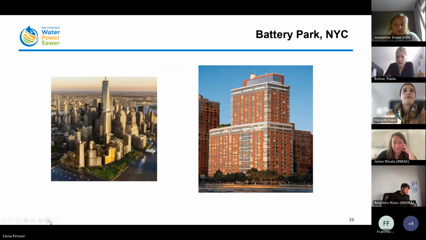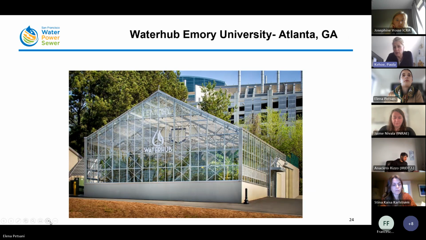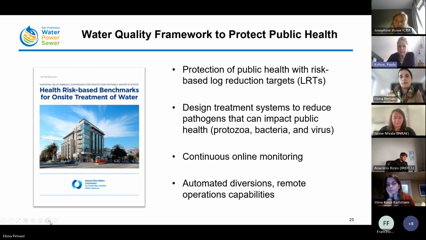Next, please. So there are systems. Battery Park, for example, has had on-site decentralized water treatment systems since the early 2000s. The systems are located in the basements of those buildings. Next. Also, an example at Emory University is a large-scale engineered wetland treatment system, a water hub to provide water throughout the campus. So different types of applications, similar to what is happening in San Francisco. Next.